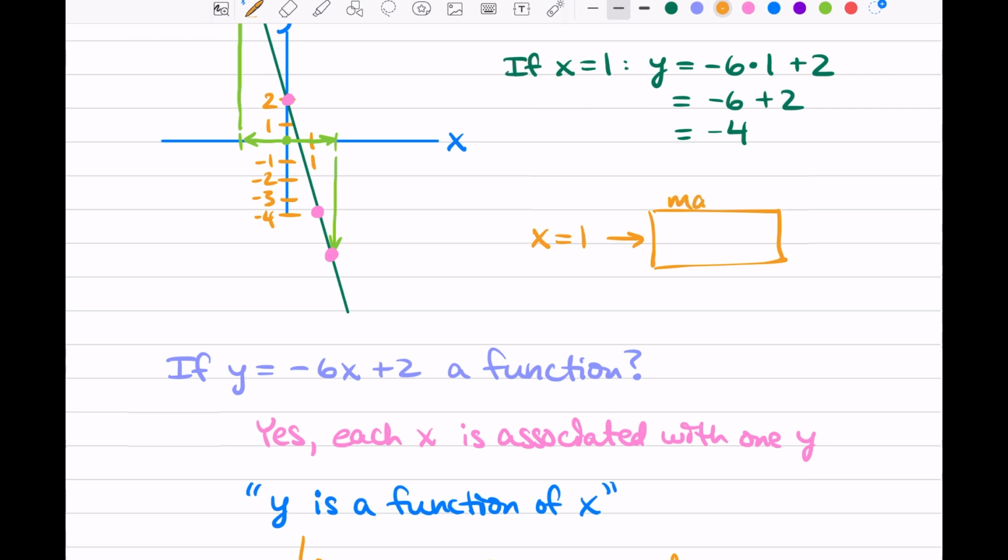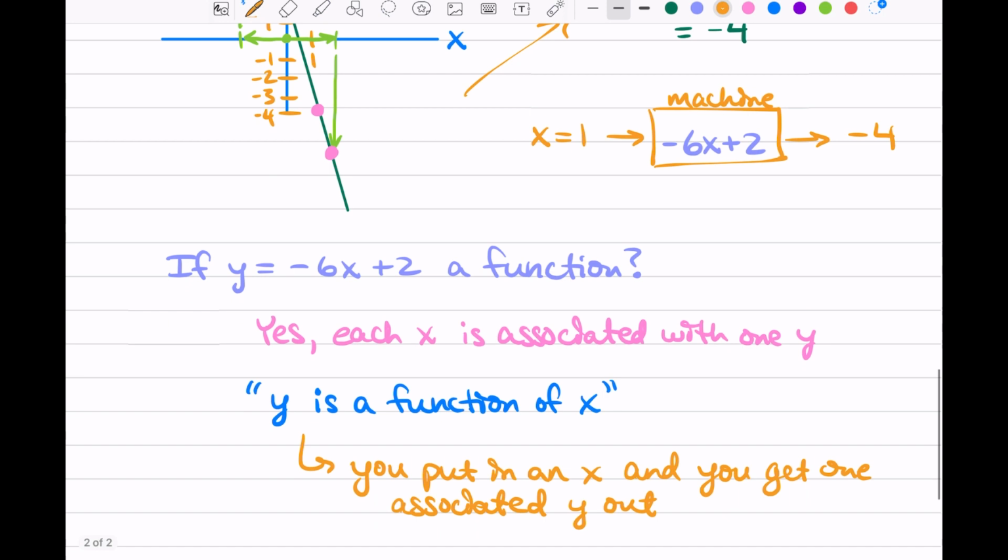This is a machine, and we put in our x equals 1, and we plug it into this -6x plus 2, and out popped that -4. Right? That's what we did up here. We had our x equals 1, and then we put that in right there into our -6x plus 2, and then out popped the -4. This is the idea of a function.